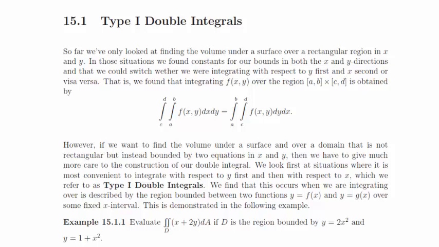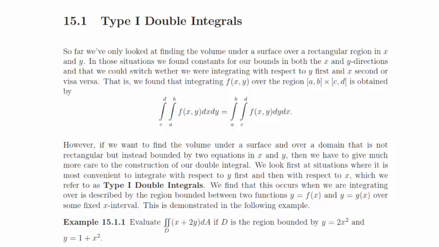That is, we found that integrating f of x comma y over the region from a to b in x and c to d in y is obtained by the double integral from c to d in the y direction of the integral from a to b in the x direction of f of x comma y equals, switching those bounds around, the integral from a to b in the x direction of the integral from c to d in the y direction of f of x comma y.